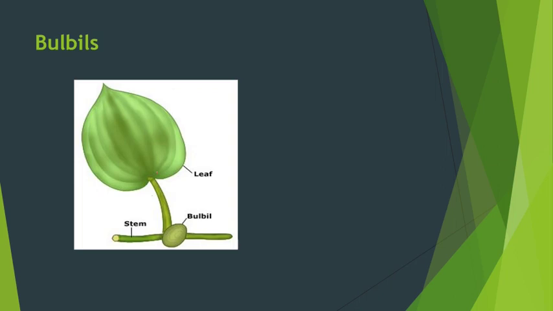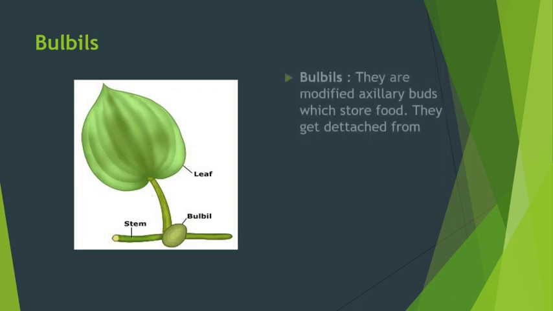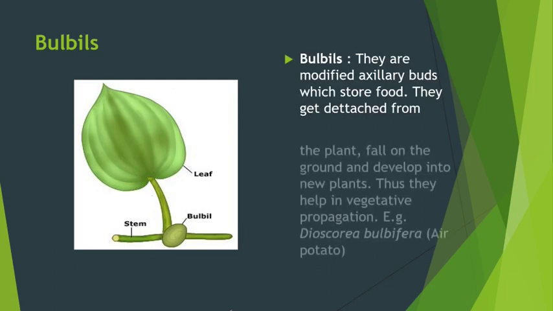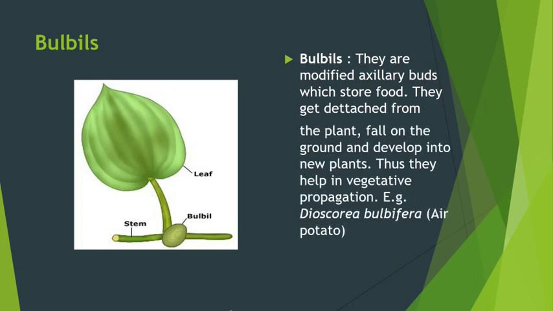Next modification is bulbil. Bulbil is also called air potato, which is actually a modification of axillary bud. It becomes fleshy, it stores food, and if it falls down, it also helps in vegetative propagation. It can be seen in Dioscorea bulbifera. Modification of axillary bud to store food, also helping in vegetative propagation. Bulbil.